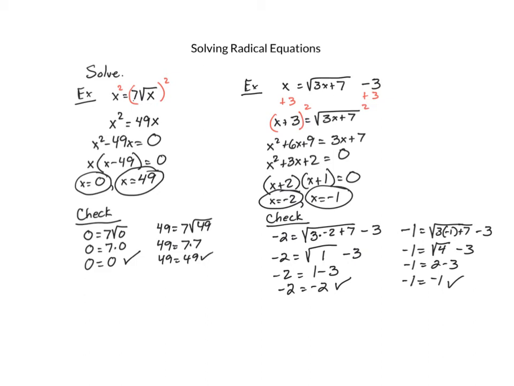Let's move to this next problem. It will be x equals the square root of 1 minus 8x plus 2. So it looks similar to the previous example. And we'll begin by subtracting 2 from both sides. Isolate that radical. So we'll have x minus 2 equals the square root of 1 minus 8x.